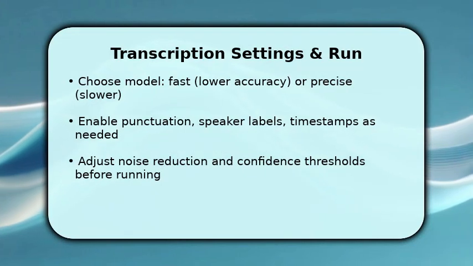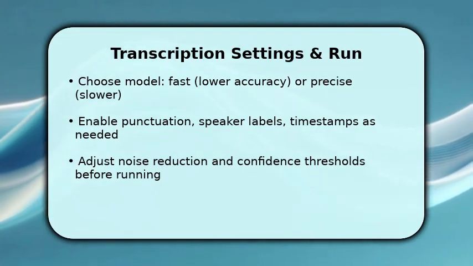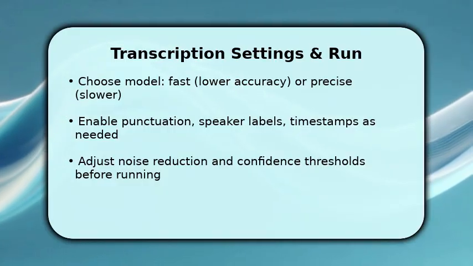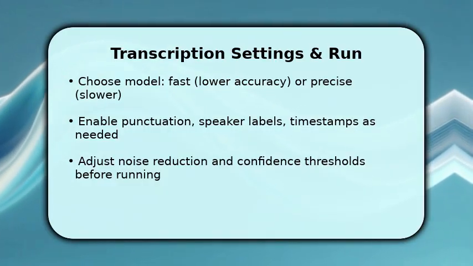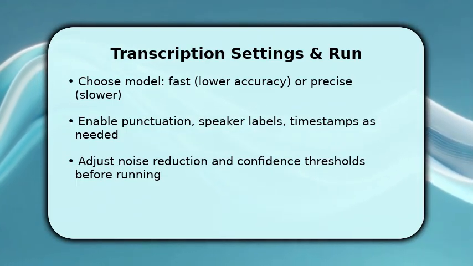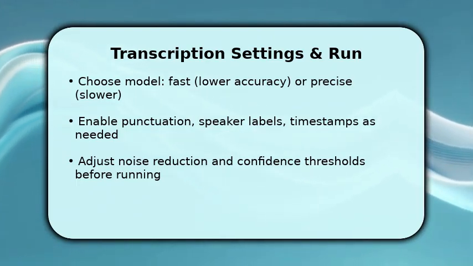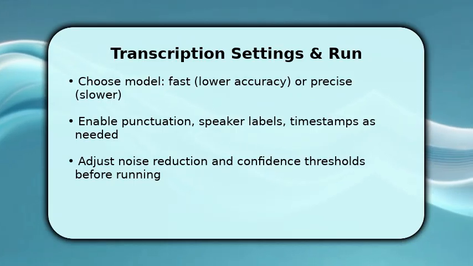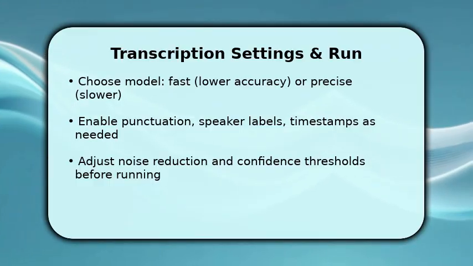Pick a model that balances speed and accuracy. Choose fast for drafts or precise for publishable text. Enable punctuation and speaker labeling if you need readable output and dialogue separation, and turn on timestamps when referencing segments. Also tweak noise reduction and minimum confidence thresholds so the app flags uncertain words for review.